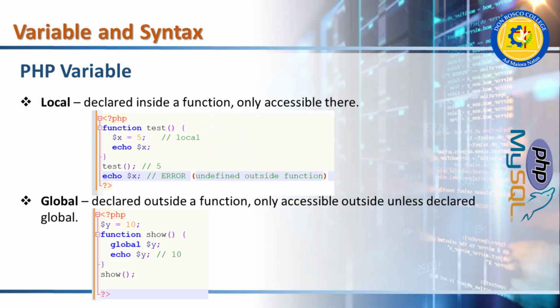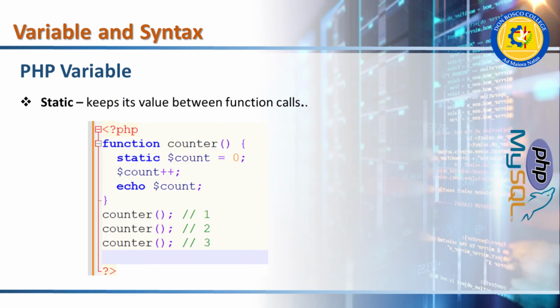In PHP, variables can have different scopes. A local variable is declared inside a function and is accessible only within that function. A global variable is declared outside any function and is accessible only outside functions unless it is explicitly declared as global inside a function. A static variable keeps its value between function calls, even after the function has finished executing.